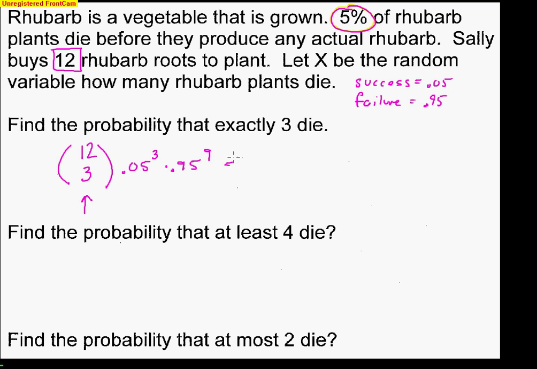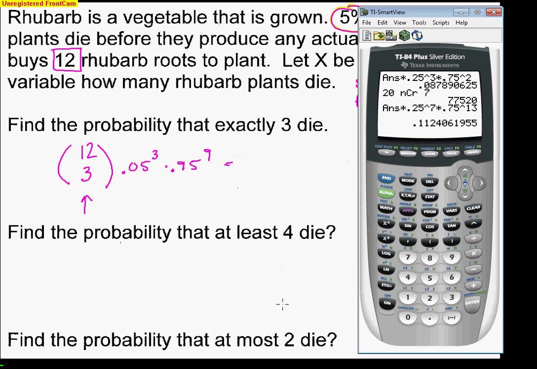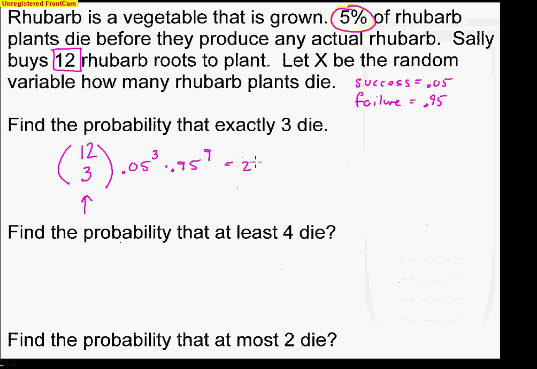So when I go to my calculator, I'm going to do 12 choose 3. Oh, I never typed in the 3. Okay, so 12 choose 3, and that is 220. So I come back here. I have 220 different ways this can happen, but all of them involve 3 successes and 9 failures.